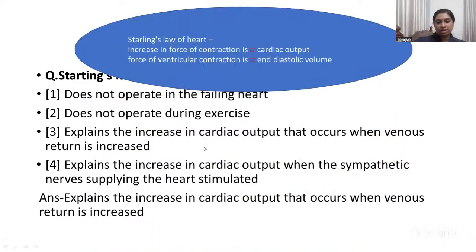So what is Starling's law basically? Starling's law of the heart means the increase in force of contraction is directly proportional to cardiac output. That is, when the force with which the heart is contracting is increased, cardiac output, or the amount of blood ejected in 1 minute, is increased. When the heart is contracting very forcefully, cardiac output will be increased. So the force of contraction is directly proportional to cardiac output, and the force of ventricular contraction is also directly proportional to the end diastolic volume, that is, the amount of blood in the ventricle.